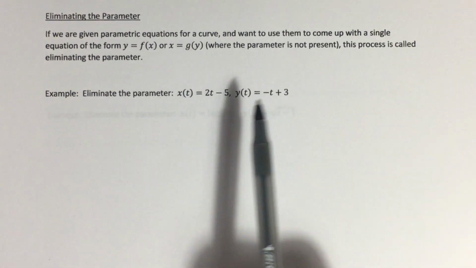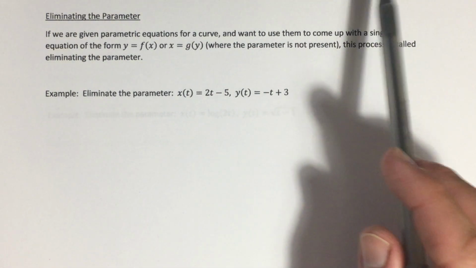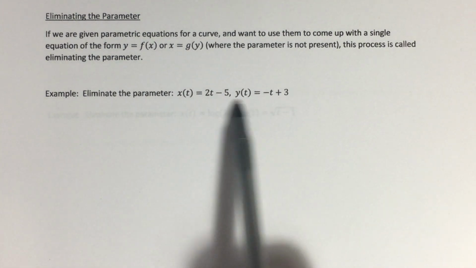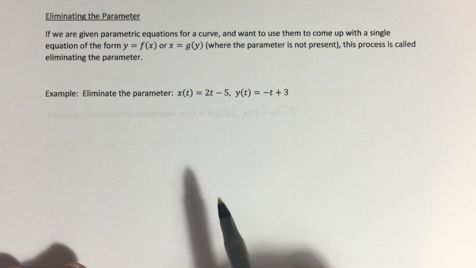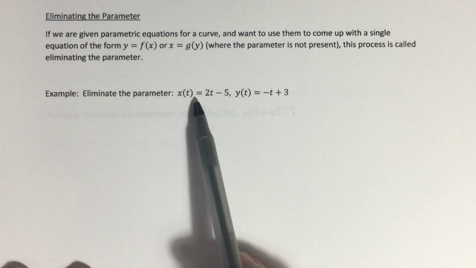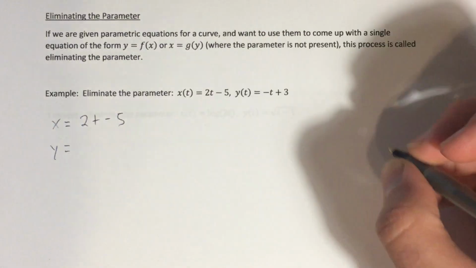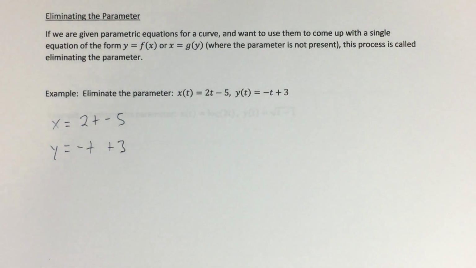To give you an example of what I mean, here are the exact same parametric equations that we used up here in this graph. And what I want to do is eliminate the parameter. Typically what this looks like is a substitution of some kind. So the first thing I'm going to do is rewrite these parametric equations, but get rid of the "of t" in there. So I'm going to write x equals 2t minus 5, y equals -t plus 3.